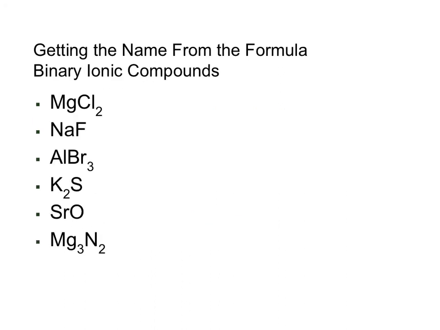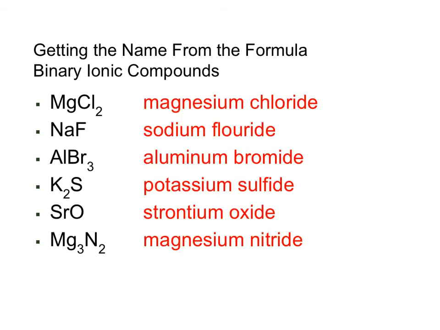Here are several more examples for you to try. Pause the video, come up with the name from the chemical formula, and then restart the video to check your answers. Remember that in these cases, the name of the cation simply comes from the element, and in the name of the anion, we change the name to -ide.